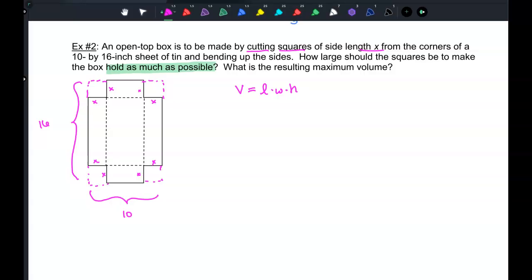Now, x can be any variable. You can make it a, whatever. But when we write our volume, we want to have it with just one variable. All right. Let's figure out those dimensions. If this is 10 and I take away an x on each end, how much is this? 10 minus 2x.